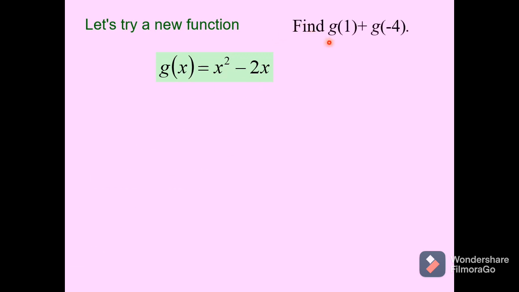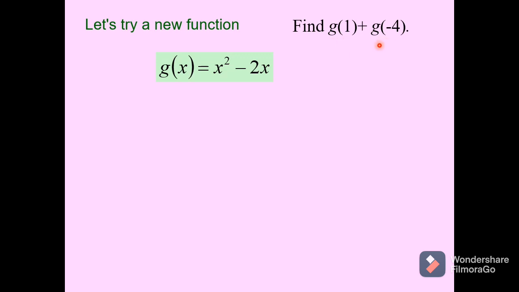Let's find g of 1 plus g of negative 4. This time, may operation na tayo. Tapos, meron tayong isang given, which is, magkakaroon naman tayo ng tatlong solution para dito. Una, kailangan muna nating hanapin yung g of 1. Pangalawa, kailangan nating hanapin yung g of negative 4. And then, yung pangatlong solution, ay i-add na natin kung ano ang nakuha natin sa g of 1 plus sa g of negative 4.